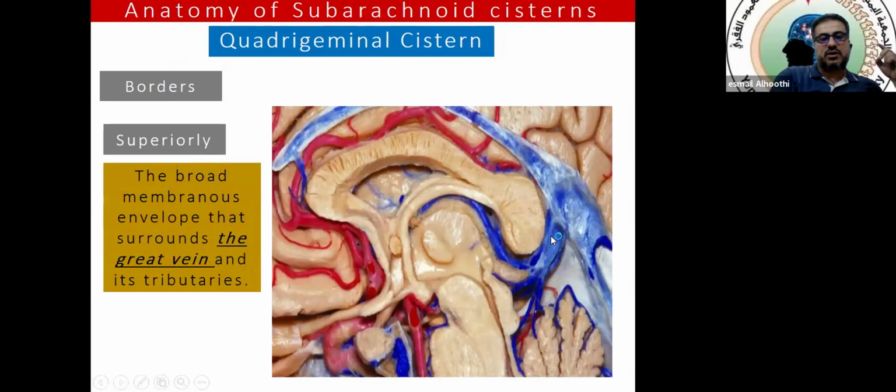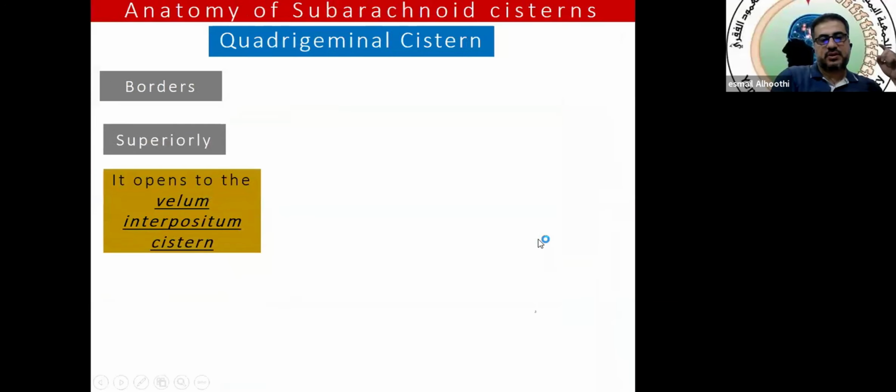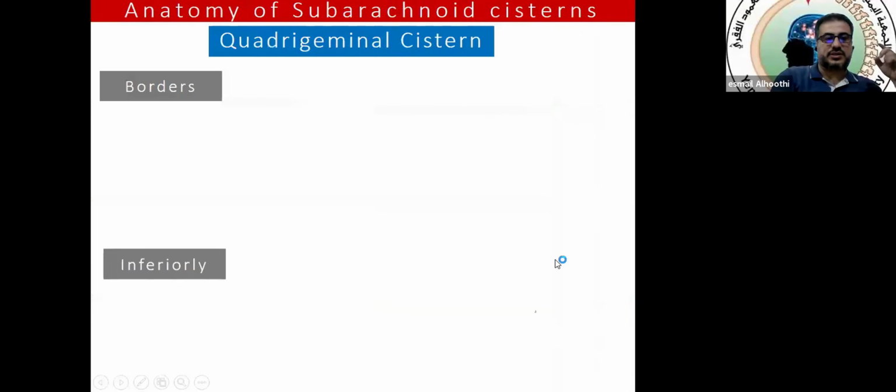The superior boundary of the quadrigeminal cistern is the broad membranous envelope that surrounds the great vein and its tributaries. Also, this makes the superior boundary, and the lower surface of the splenium. From here to here is the superior boundary of the quadrigeminal cistern. It opens to the velum interpositum cistern, which is located just anterior to it. We will talk later on about it.